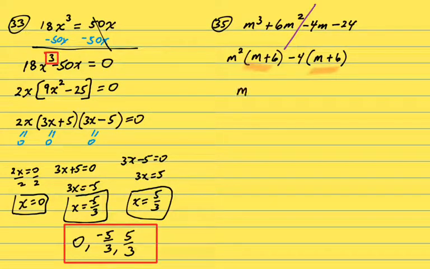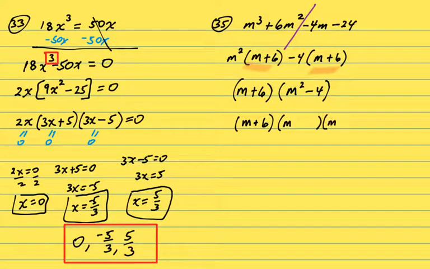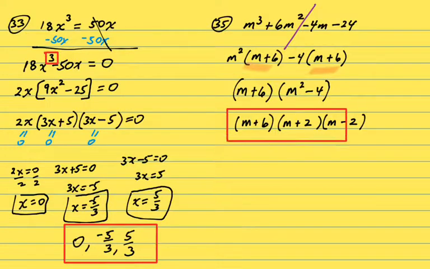So if I factor the m plus 6 out, what would remain? The m squared and the negative 4. Now, does m squared minus 4 factor? Are they both perfect squares subtracted? So you have the square root of m squared, which is m. One will be plus, the other will be minus. What's the square root of 4? 2. So here it is in complete factored form.